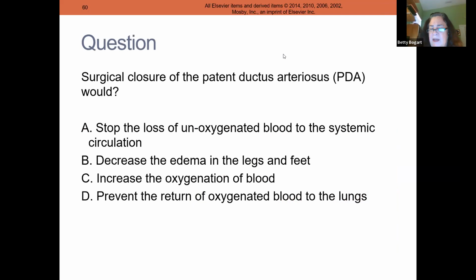So here we go. Tell me about the PDA, what you remember. Surgical closure of that patent ductus arteriosus would do what? Well, where does the PDA connect?